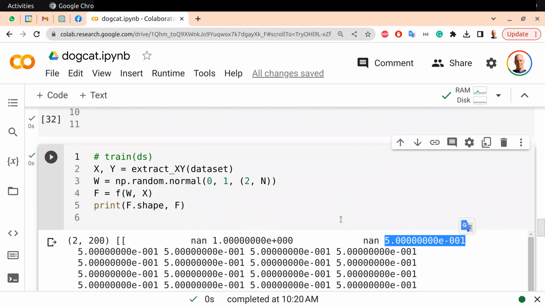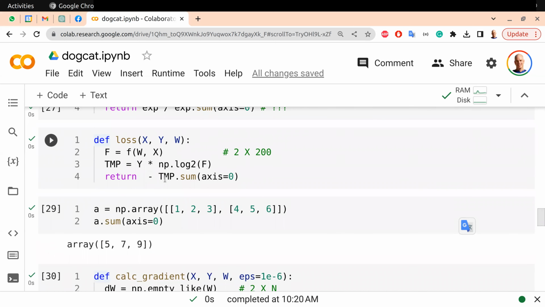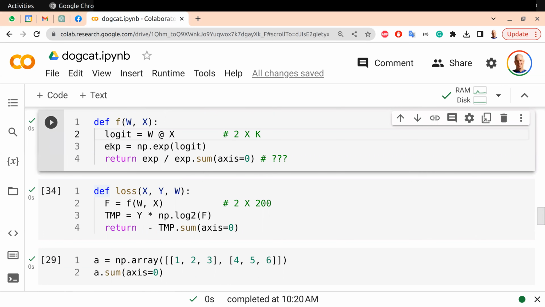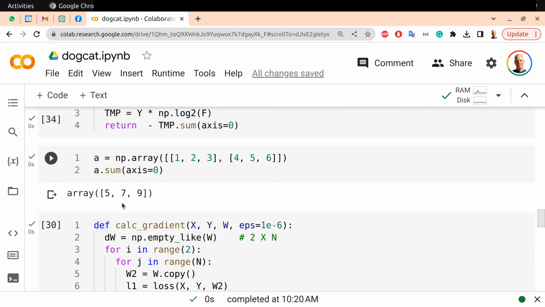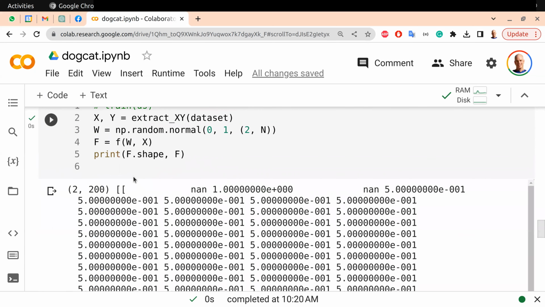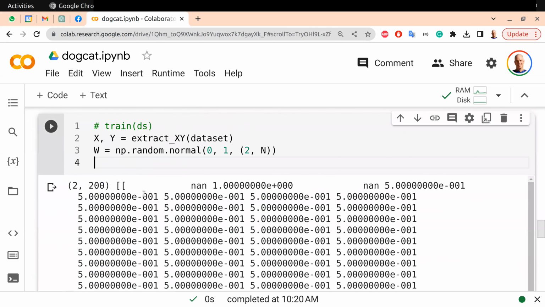So let's see the implementation of F. Let's copy the implementation of F and do it by hand and see what happened here. Where did we go wrong? So instead of running F like I did before, I will do it explicitly.